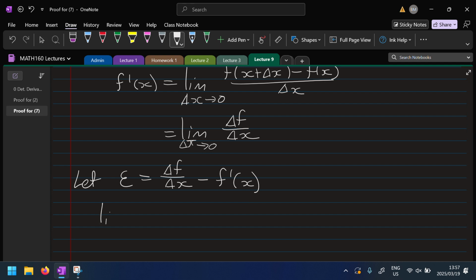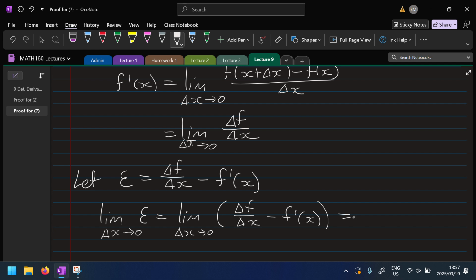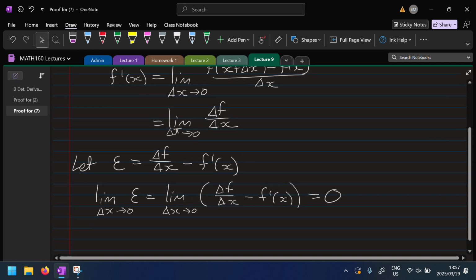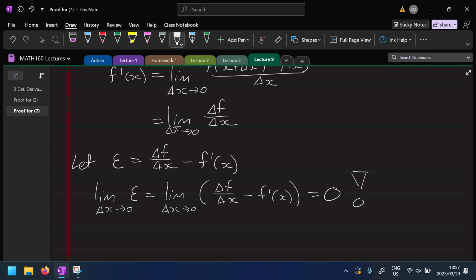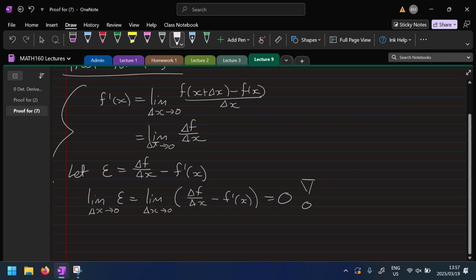So if I take the limit as delta x goes to 0 of epsilon, that is the limit as delta x goes to 0 of all of this. But the limit of the first term is f prime, and f prime minus f prime is 0. That's the only thing to keep in mind for now. We're going to be using that at the end, so put a little cloud around here.